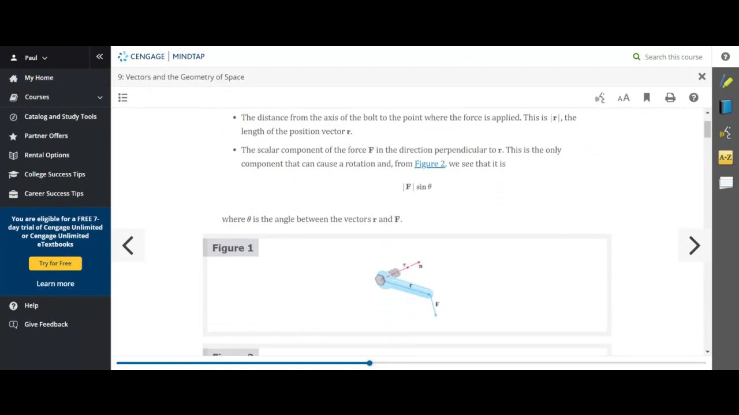Here's the little picture. You have a bolt and you have a wrench, and you're applying a force. You're holding the wrench and applying the force, not necessarily perpendicular to the wrench, but at the angle they're showing there. And when you apply the force in that direction, the wrench is going to move clockwise.